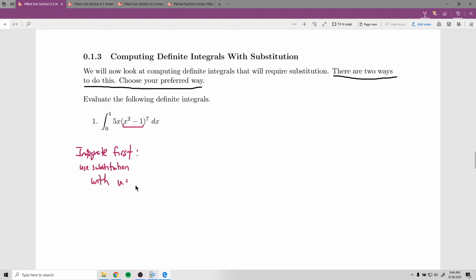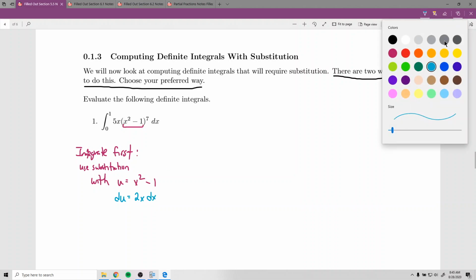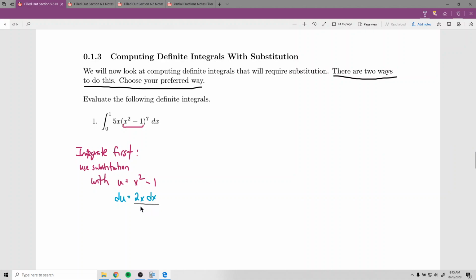And we use u equals the inside of the power, x squared minus 1. Remember, with substitution, you figure out u, but you also need to do the derivative and figure out dx. So du, the derivative of x squared minus 1, is 2x, and we multiply by dx. And the way I showed you, the way I'm going to do them every time in this class, is divide and get the dx by itself. So dx equals du over 2x.